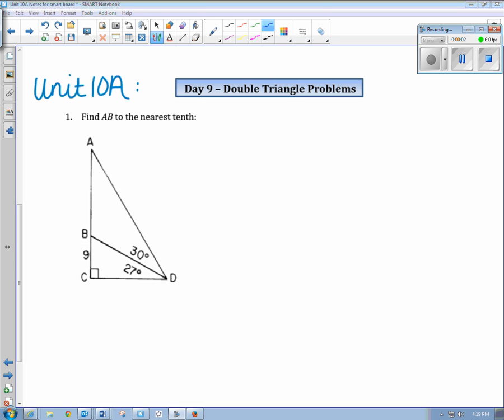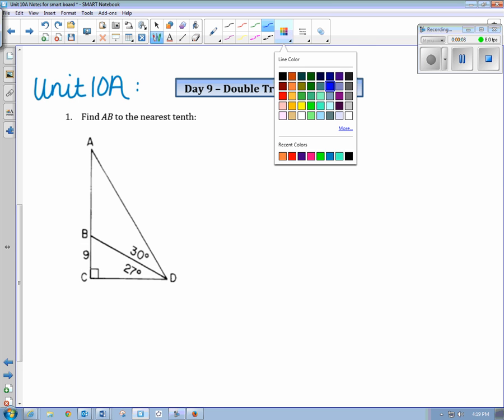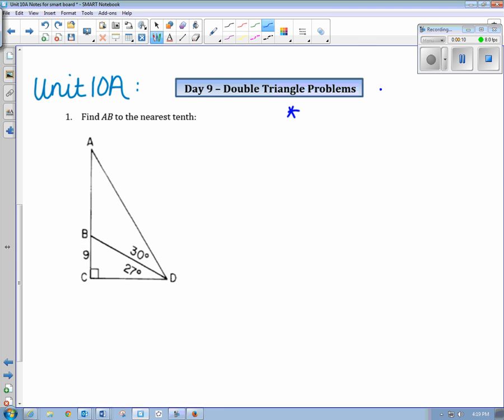For the final day of this unit, we're going to be working with double triangle problems. When we work with double triangle problems, the general rule that I try to follow is that most times I am going to want to find the shared side first. And in the picture that you see here, the shared side would be this side, the one that the two smaller triangles share. Oftentimes, it's not actually what we're looking for, but in order to figure out what we're looking for, in this case, AB, we oftentimes have to find that shared side first.